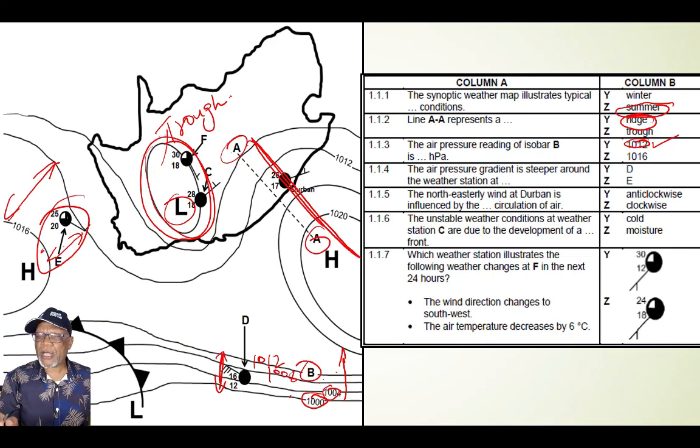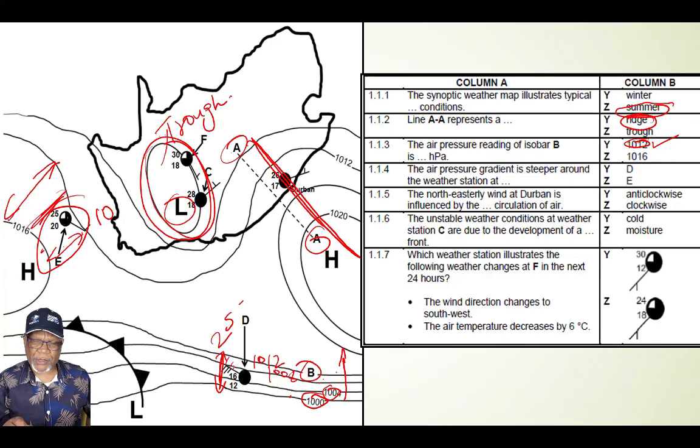Now let's answer this question. The air pressure gradient is steeper around the weather station at D, because the isobars are closer. But here the gradient will be gentle because the isobars are far from each other, which means the winds that will blow here will be weaker than the winds that will blow here. Let's see if it's true. Yes, look at the winds here. The wind speed here is 10 knots. But what is the wind speed here? This is 10, 20, and 25. The wind speed here is 25 knots. The wind speed here is 10 knots.